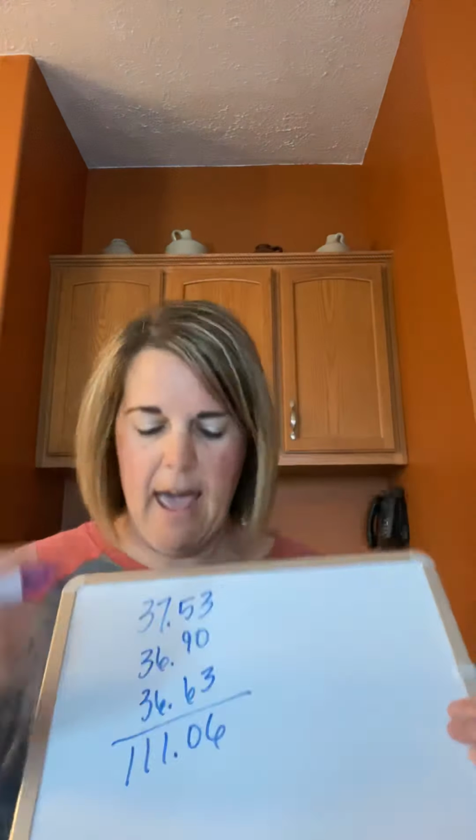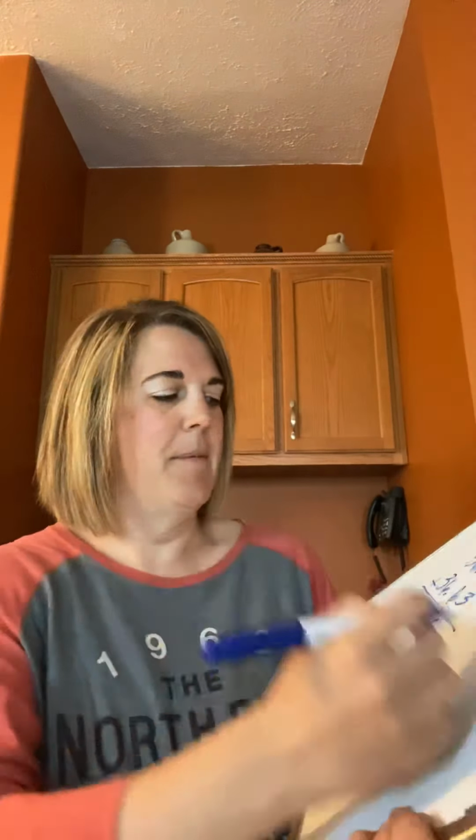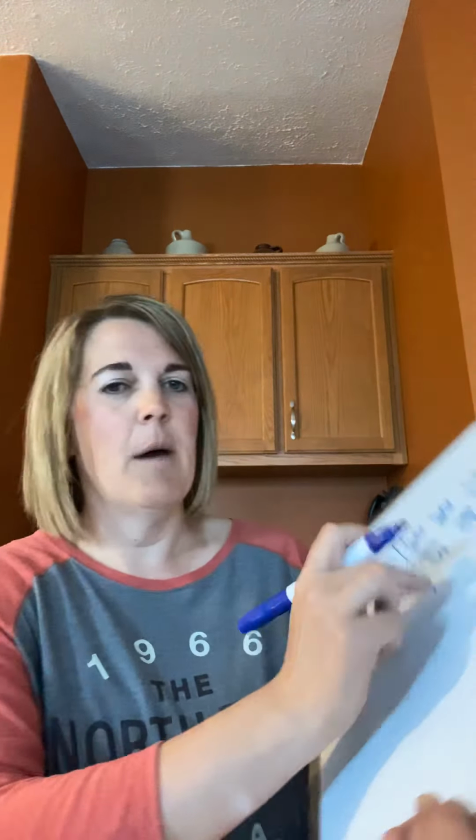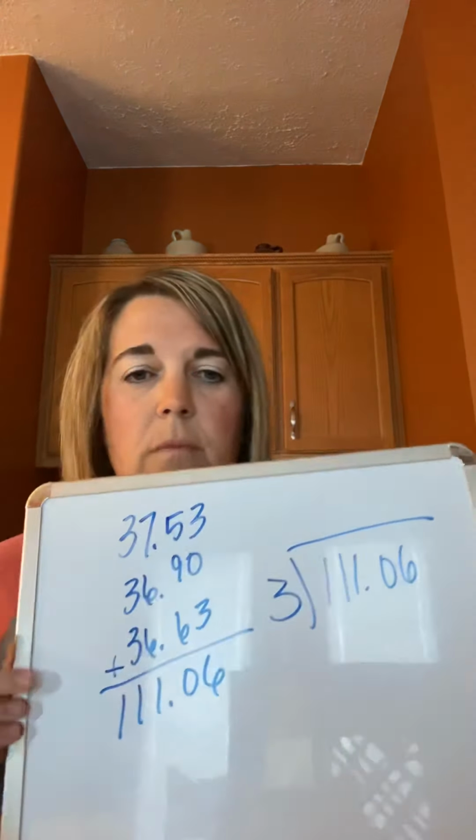So if we take 37.53, 36.90, and 36.63, and we add those up, we're going to get 111.06. Okay, so we're adding these, right? That's our first step. Our second step is to take the answer and divide by the number of things we have. So 1, 2, 3 times. So we go 111.06 divided by 3.